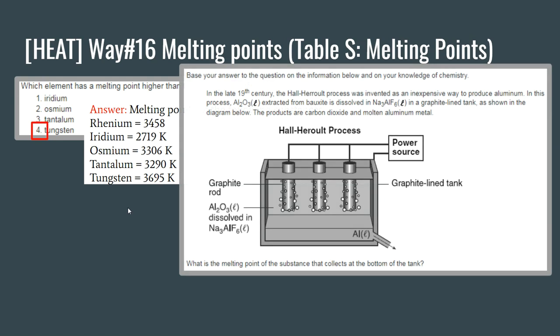Let's try another problem. In the late 19th century, the Hall-Héroult process was invented as an inexpensive way to produce aluminum. In this process, aluminum oxide liquid extracted from bauxite is dissolved in sodium aluminum fluoride in a graphite-lined tank as shown in the diagram below. The products are carbon dioxide and molten aluminum metal. What is the melting point of the substance that collects at the bottom of the tank? So you have to use the diagram and the text in order to figure out which element they're talking about, and then use Table S to look up the melting point.